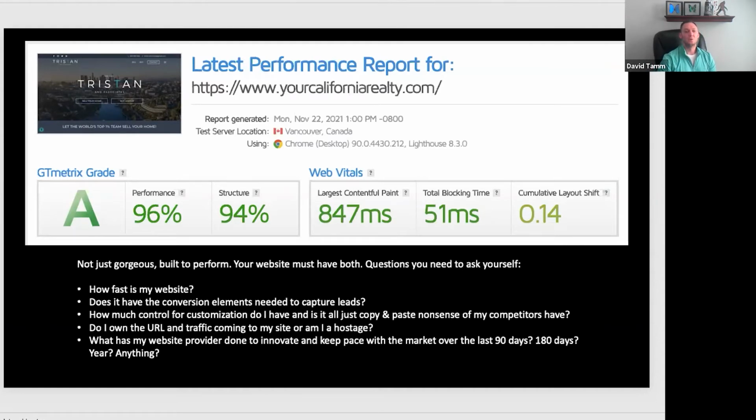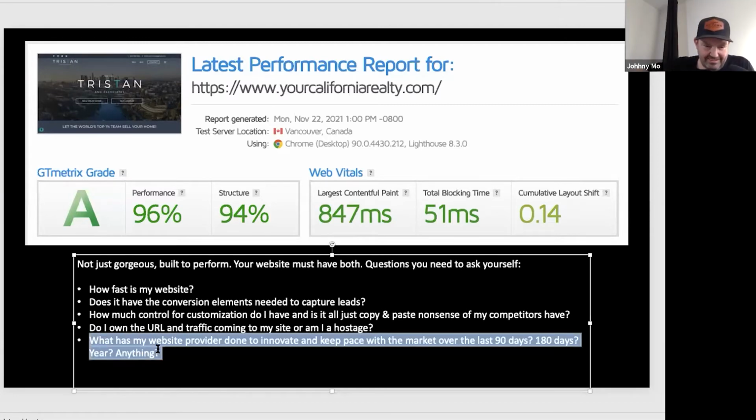Okay, so let's talk about cutting edge technology. This last piece: what has your website provider done to innovate and keep pace with the market over the last 90 days, 180 days, year? Anything? So that's what we're going to show you here. We are continually innovating and building new programs to make the websites convert better, stay stickier, and rank better.